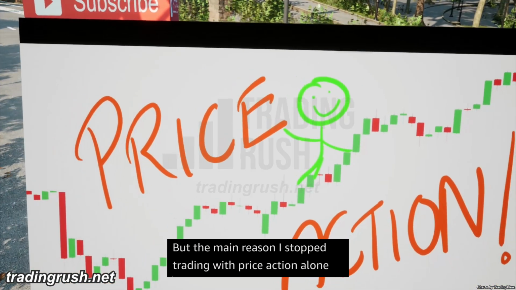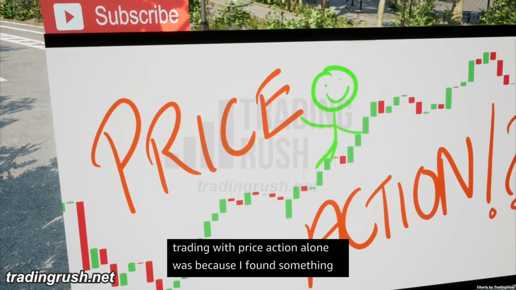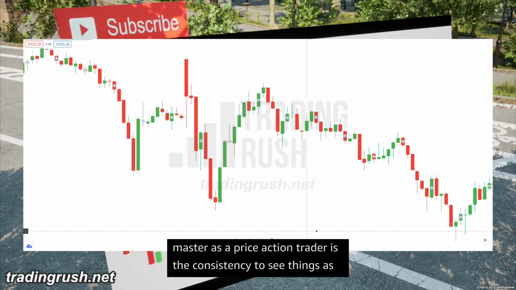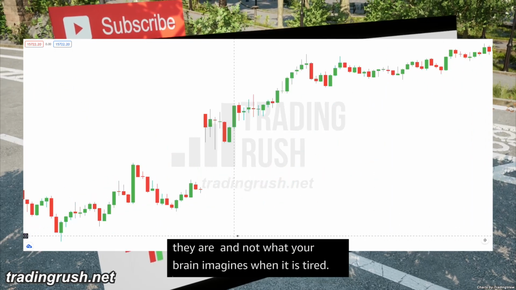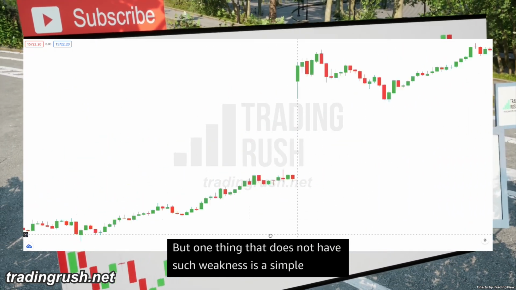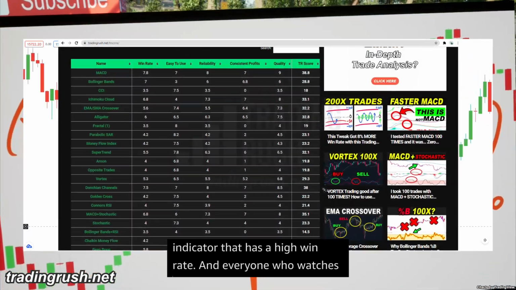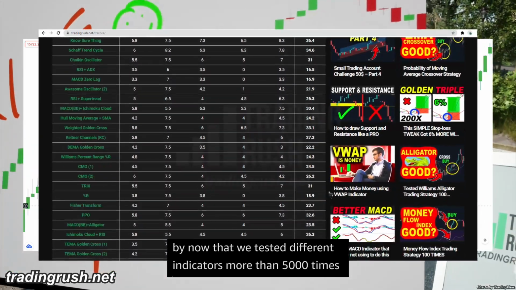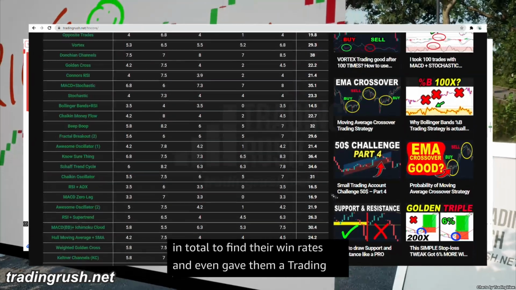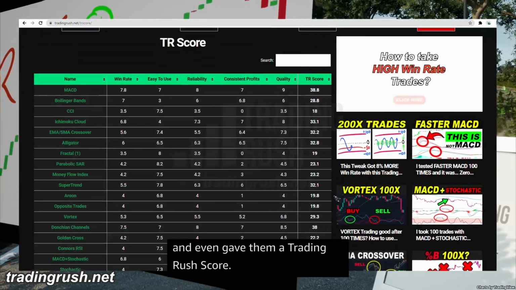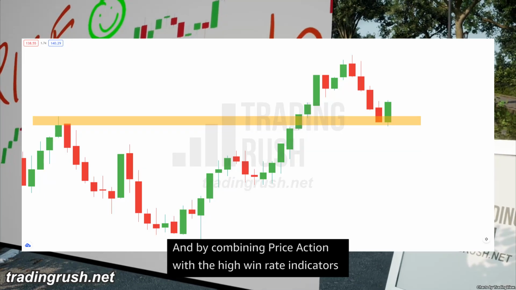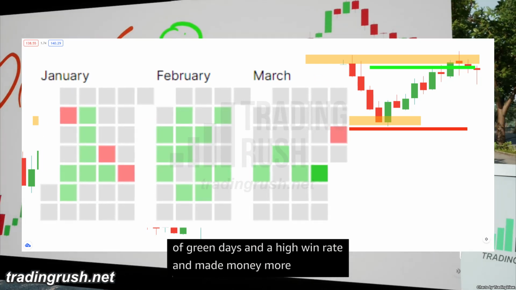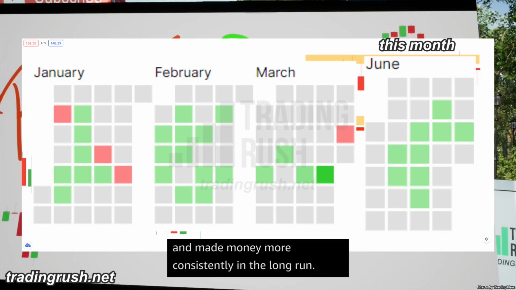But the main reason I stopped trading with price action alone was because I found something better. The biggest thing to master as a price action trader is the consistency to see things as they are, and not what your brain imagines when it is tired. But one thing that does not have such weakness is a simple indicator that has a high win rate. And everyone who watches Trading Rush most likely knows by now that we tested different indicators more than 5,000 times in total to find their win rates, and even gave them a Trading Rush score. And by combining price action with the high win rate indicators, I was able to get an entire month of green days and a high win rate, and made money more consistently in the long run.